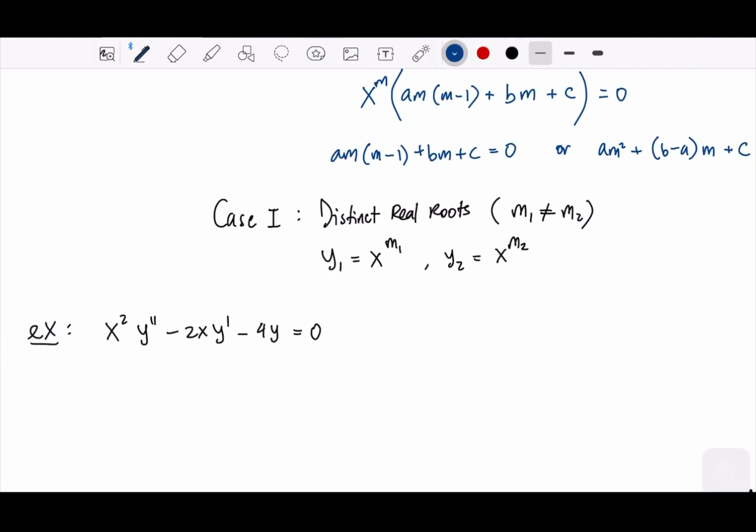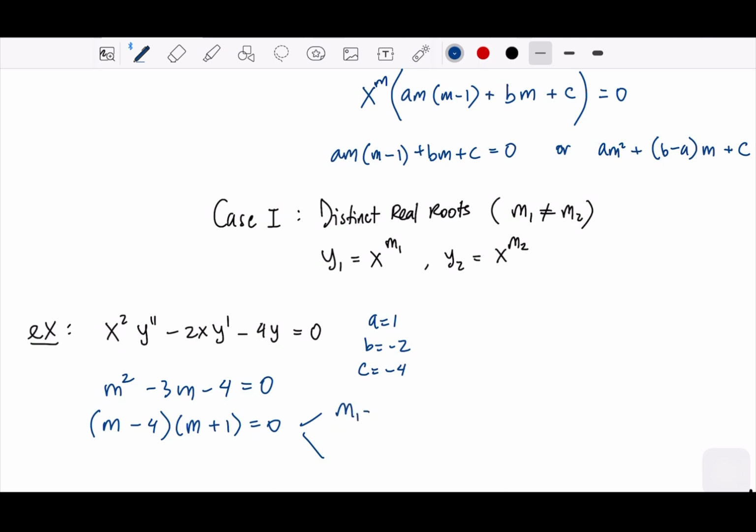So we could take A is 1, m squared plus B minus A. Let me write here: A is 1, B is -2, C is -4. B minus A, so -2 minus 1 is -3. So it's supposed to be -3m, and then C is -4, so -4 equals 0. I think we can factor this: m minus 4, m plus 1. So this implies that m1 is -1 and m2 is 4.